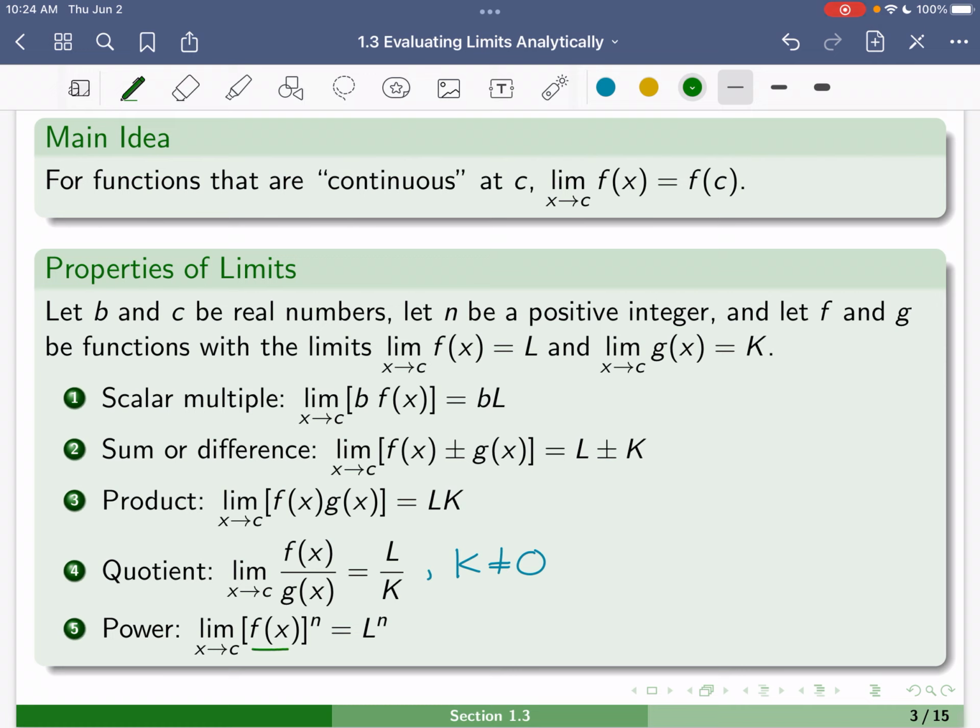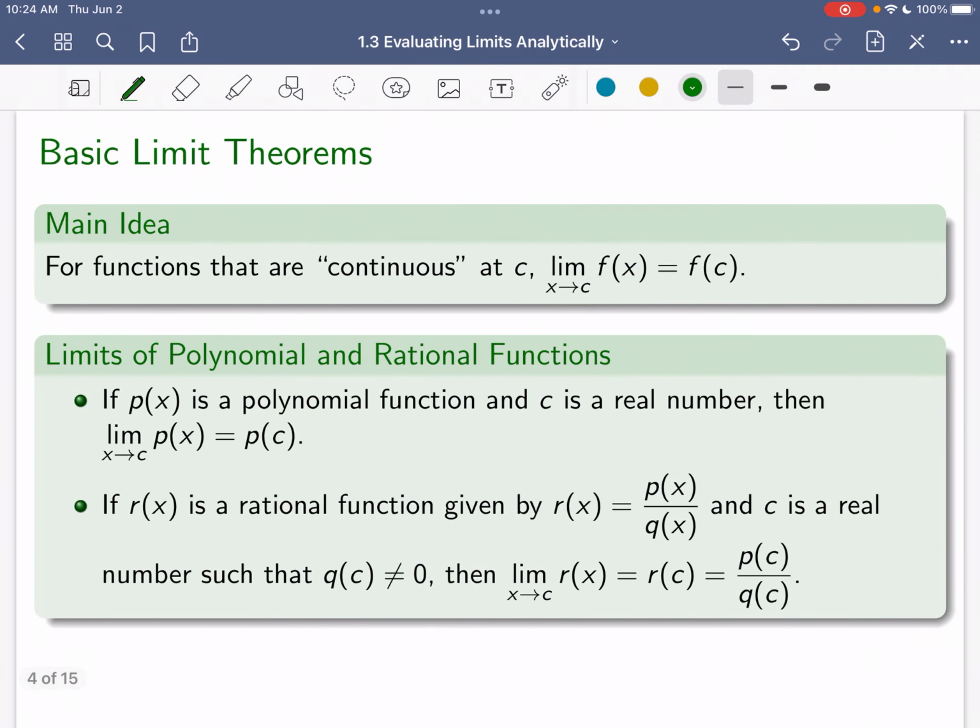And then if we have the limit of f of x to the n power, we can take the limit of f of x and then just raise that to the n power, so it's just L to the n. So lots of properties of limits that build the foundation for being able to analytically evaluate these limits.